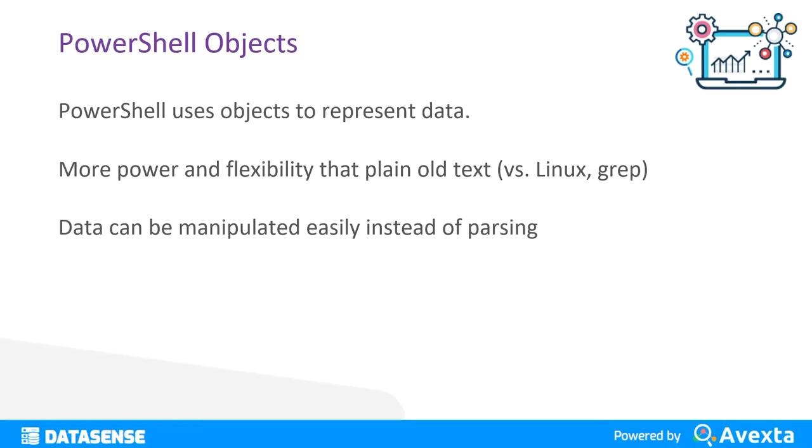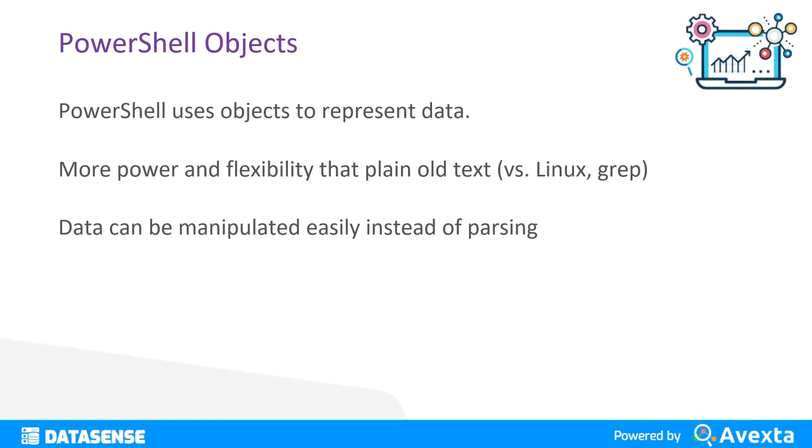So we start with PowerShell objects, and PowerShell actually uses objects to represent the data. Everything you see in PowerShell is what we call object oriented. So to those that don't have a programming background, don't worry about it. We're gonna get a little technical, but not too much. It's gonna be enough for you to create your PowerShell script. So what does object oriented mean?